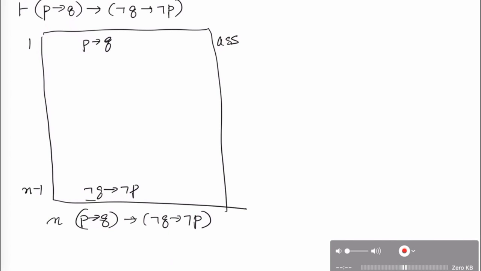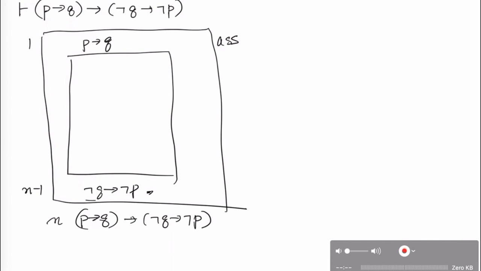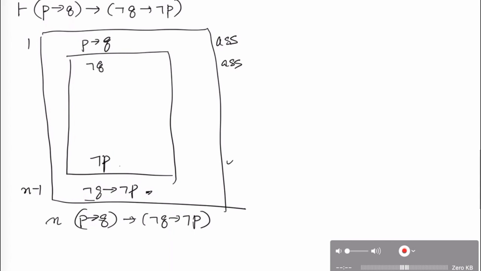If you look at this again, look at this goal. The goal is not Q implies not P. So what do we need? Again, we need another box. So not Q is the assumption, and not P is what we want to derive. I don't know how to do this yet, but if I can do that, what I can get as line n minus 1 is using the implication introduction rule on lines 2 to n minus 2. So this is what I know.